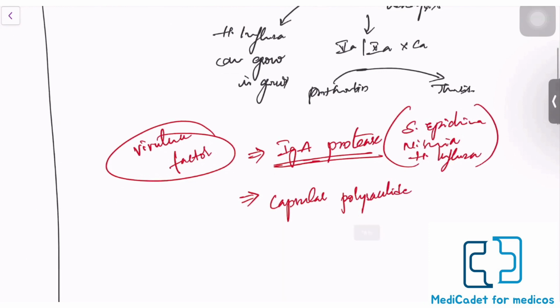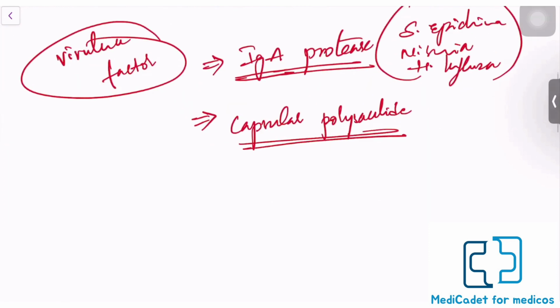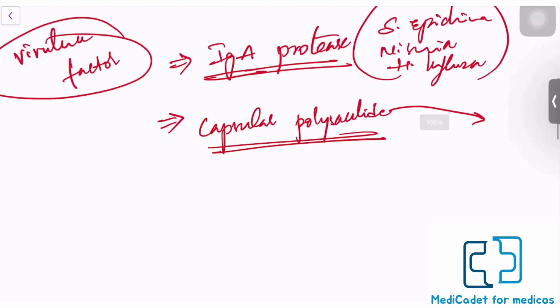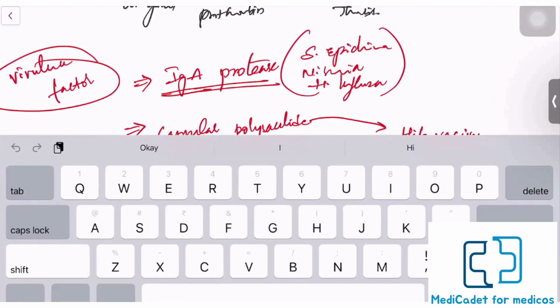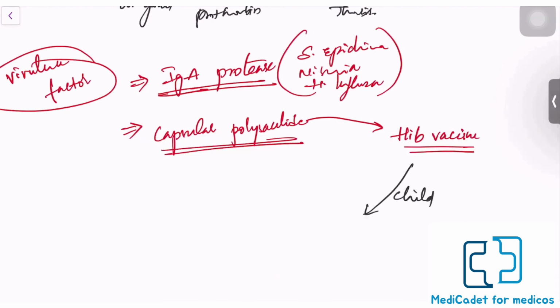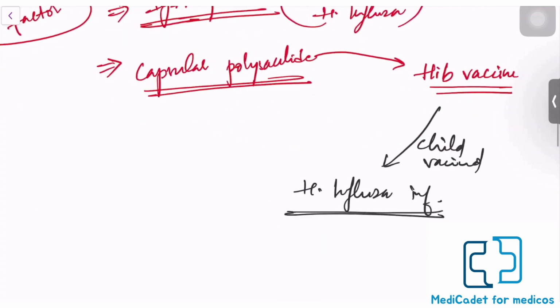Okay, so this capsule is basically made of PRP, which is polyribosyl phosphate. And the vaccine for Haemophilus influenzae, the HIB vaccine, is made with this Haemophilus capsule. Now, very important: even if the child is vaccinated, he can still get Haemophilus influenzae infections. Why? Because there are many strains of Haemophilus.